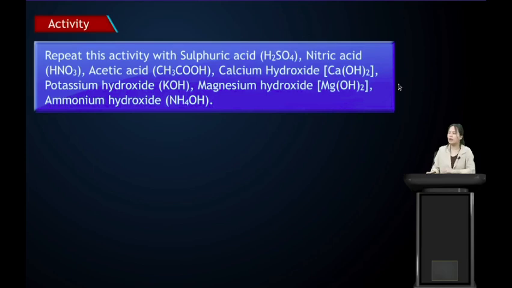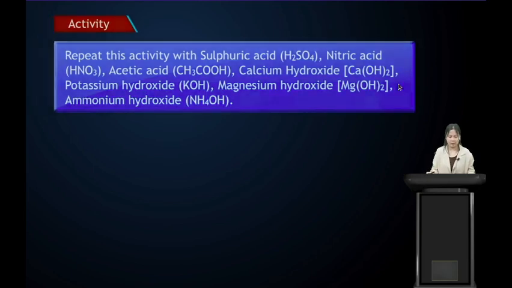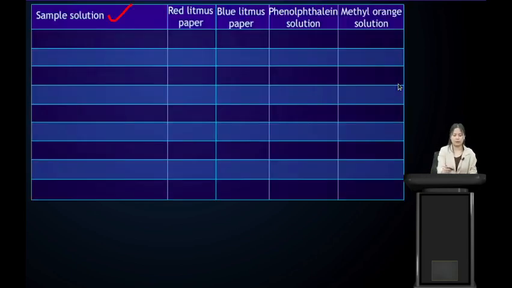So, activity. Repeat this activity with sulfuric acid, nitric acid, acetic acid, calcium hydroxide, potassium hydroxide, magnesium hydroxide and ammonium hydroxide. So this contains a list of acids and bases. Let us see how the color changes. We have the sample solution in the first column, then the effect on red litmus paper, in the second, blue litmus paper, phenolphthalein, and methyl orange solution.